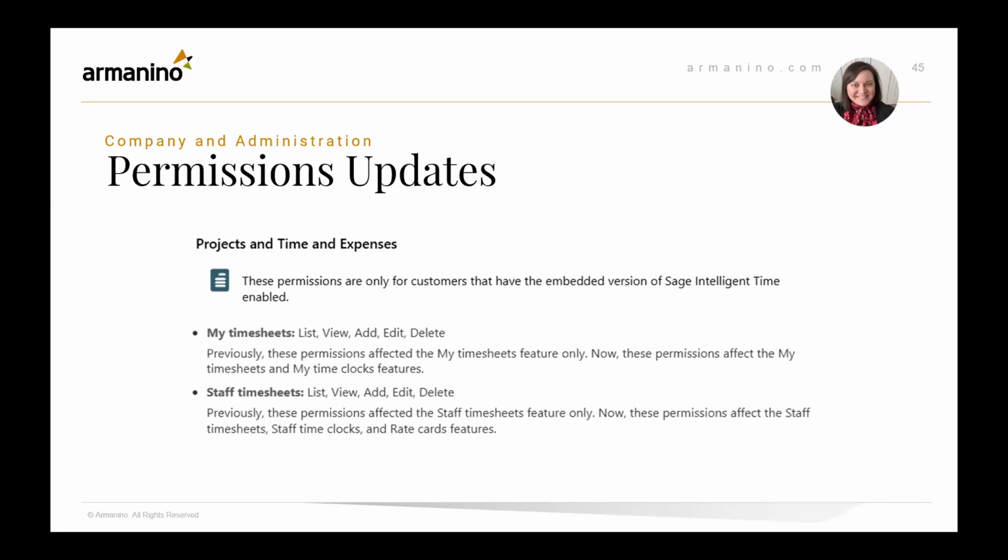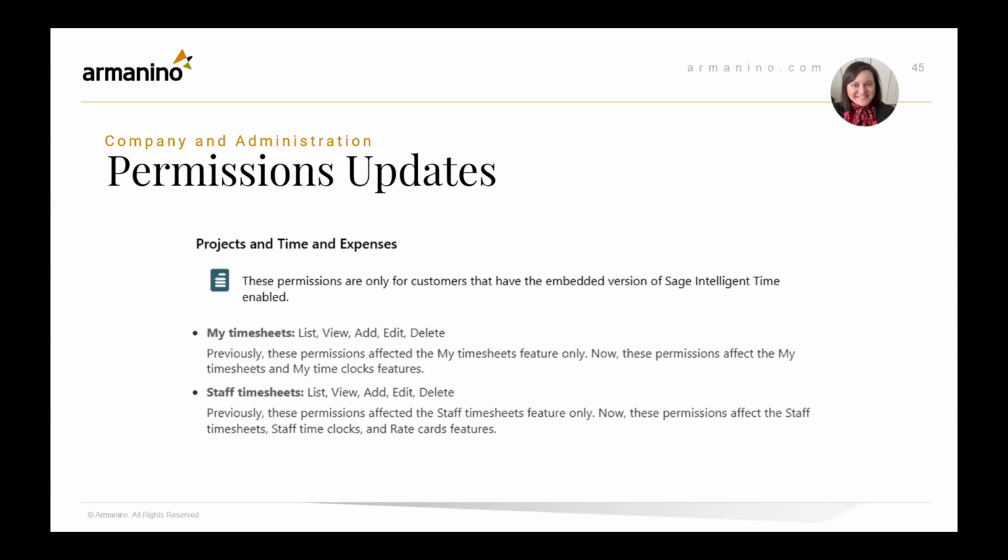In addition, Sage Intelligent Time can be connected, so to speak, with your Outlook. I think it also works with Gmail or corporate Gmail, and Slack has enablement as well. And it will intelligently start to suggest timesheet entries for you. Now, with this release, there is a time clocks feature and a rate cards feature that Shannon had spoken about.